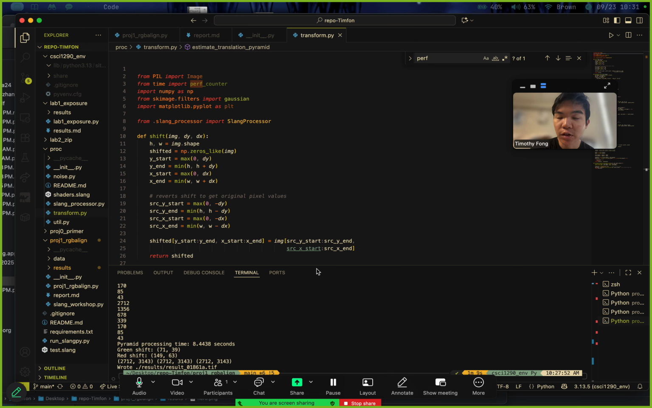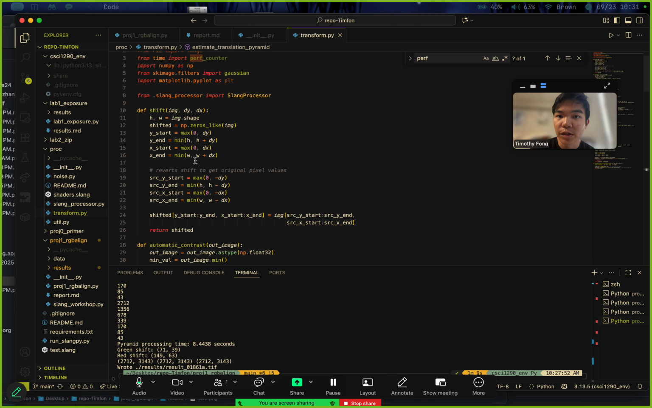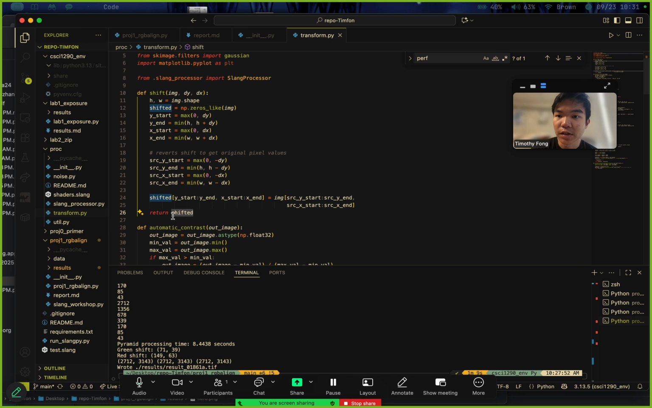So I'm just going to quickly go over my function, my transform.py. For shift, this basically shifts the image so that you shift the original image and find an overlap between the shifted version of the image and the original image, and it actually returns the shifted image.